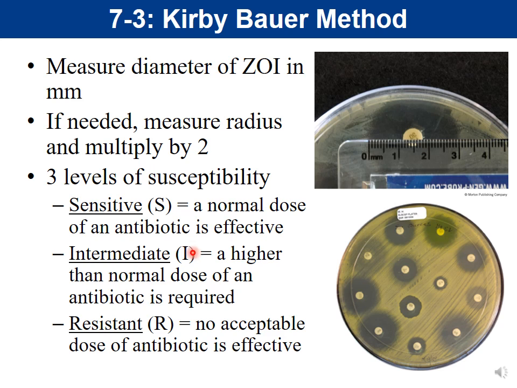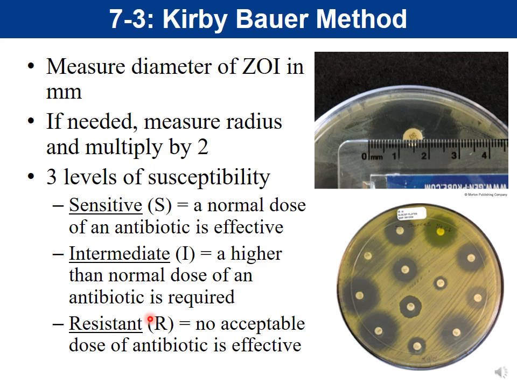If, on the other hand, you get a readout of intermediate susceptibility, that means that a higher than normal dose of the antibiotic is required, right? And so the only reason you would choose a drug that has intermediate susceptibility is if bacteria are resistant to all the other drugs, right? If bacteria are resistant to everything else, but it's intermediate susceptibility to this one drug, that means that drug has some effectiveness against the bacteria. Not enough to just give a standard dose.